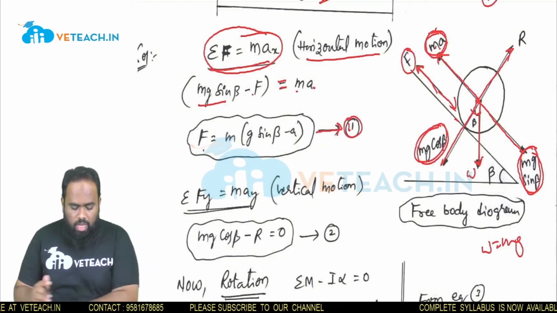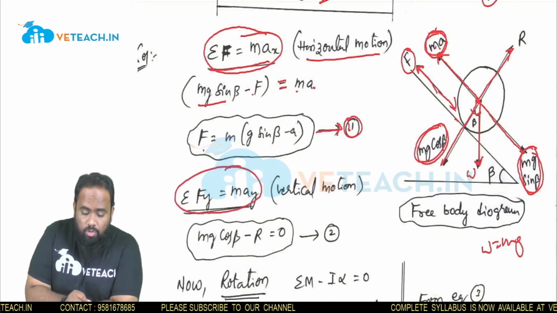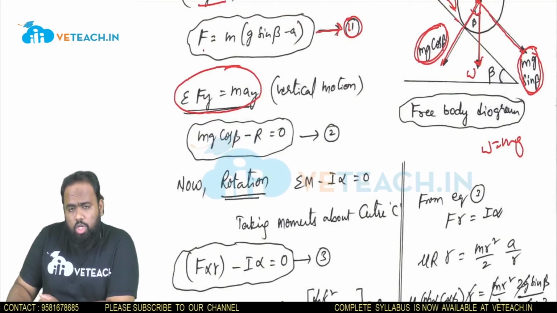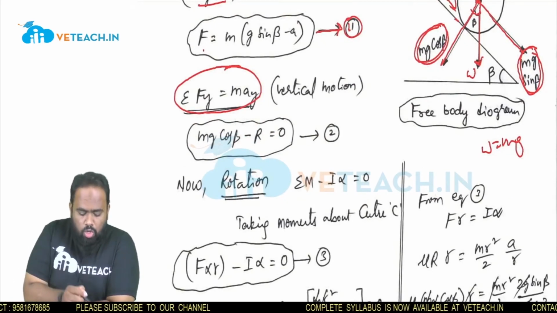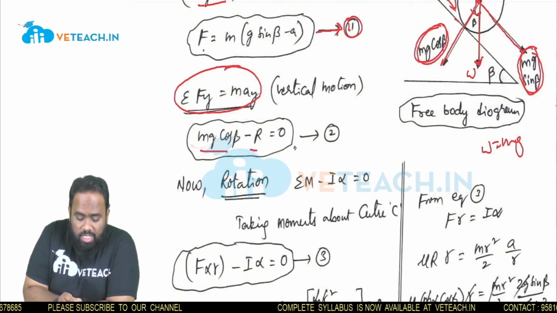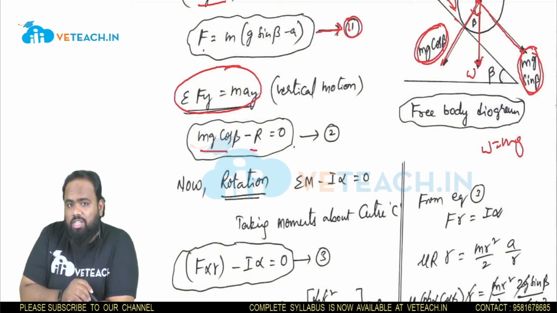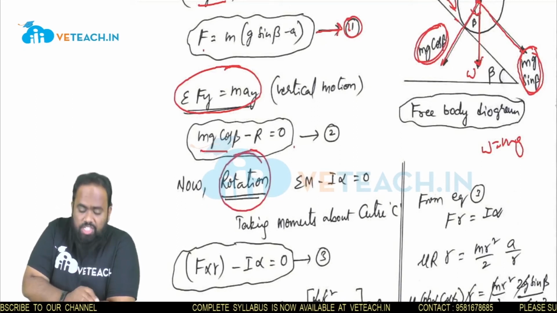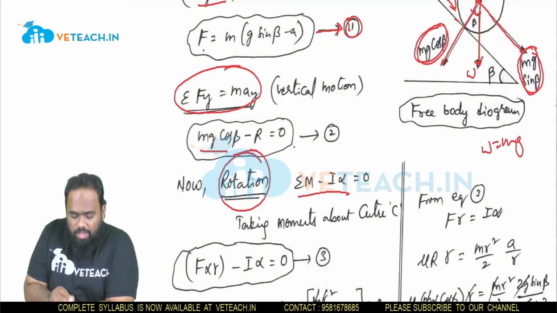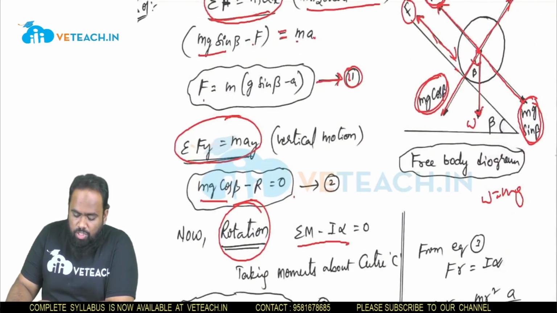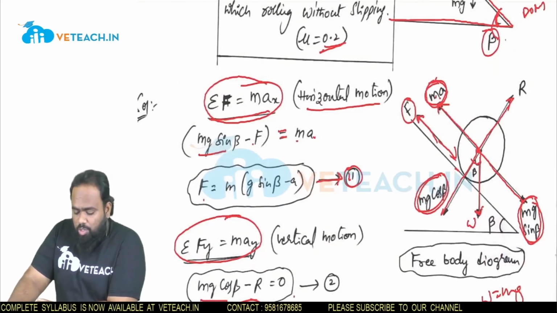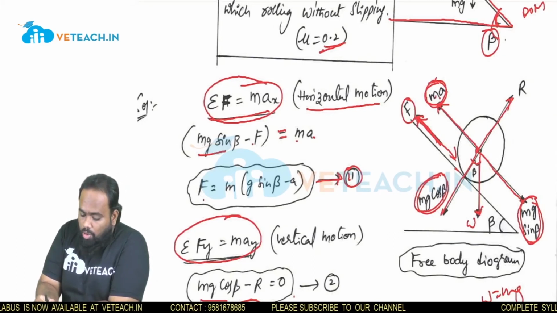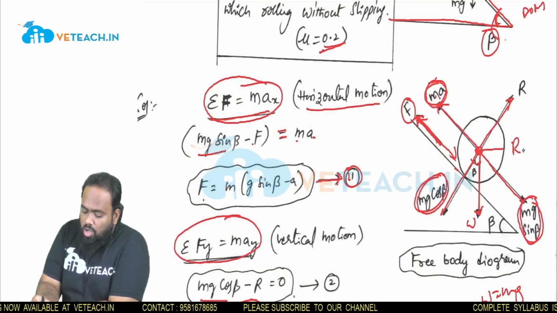Now consider vertical forces. The algebraic sum of Fy equals may, which will become 0 because there is no vertical motion. So mg cos beta minus R becomes 0, that is equation number 2. Now come to rotation. Linear is completed, the same roller is now rotating also, so consider the second case, rotation. The algebraic sum of the moments minus I alpha equals 0. Moments is nothing but force into perpendicular distance, which force? The force of friction, because we consider this as the point of rotation.